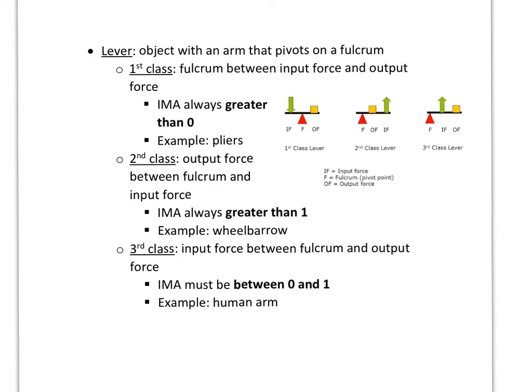And then the final one we're going to look at is a third class lever. That's where the input force is between the fulcrum and the output force. An example of a third class lever would be the human arm, where the fulcrum is your elbow. The input force is coming from the muscles that connect your lower arm to your upper arm. And the output force would be any object that you're holding in your hand. So that would be a third class lever.